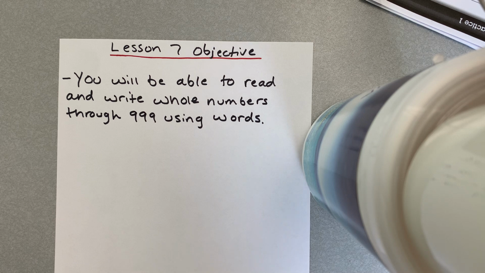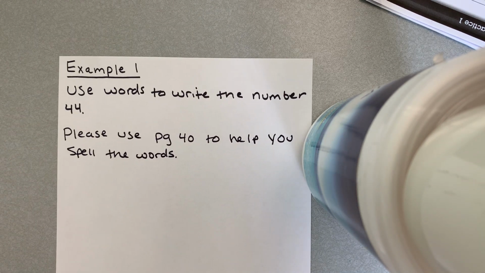Today's Lesson 7 objective is you will be able to read and write whole numbers through 999 using words. Our first example we're looking at today is example 1. So it says, use words to write the number 44.